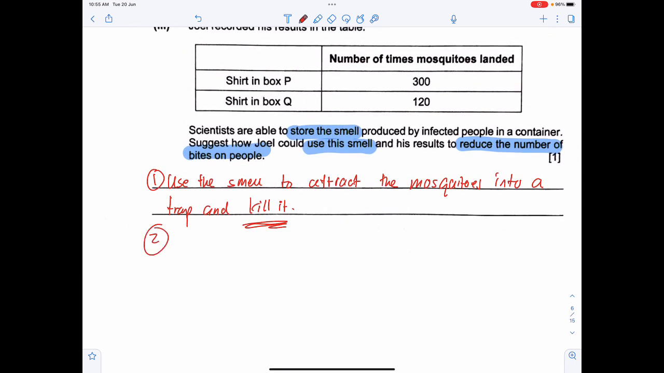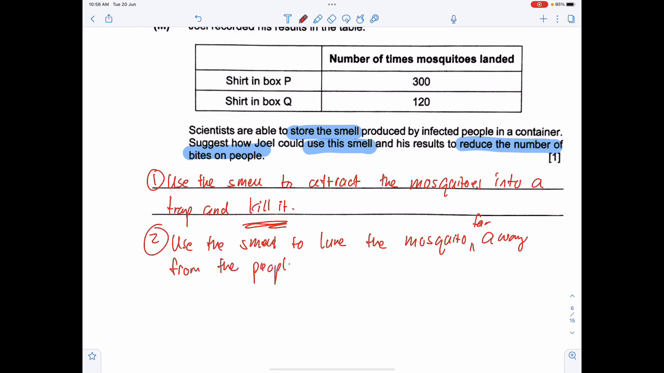The second point, the second alternative answer would be, okay, use the smell to lure the mosquito away from, actually far away from the people. The word here is away.